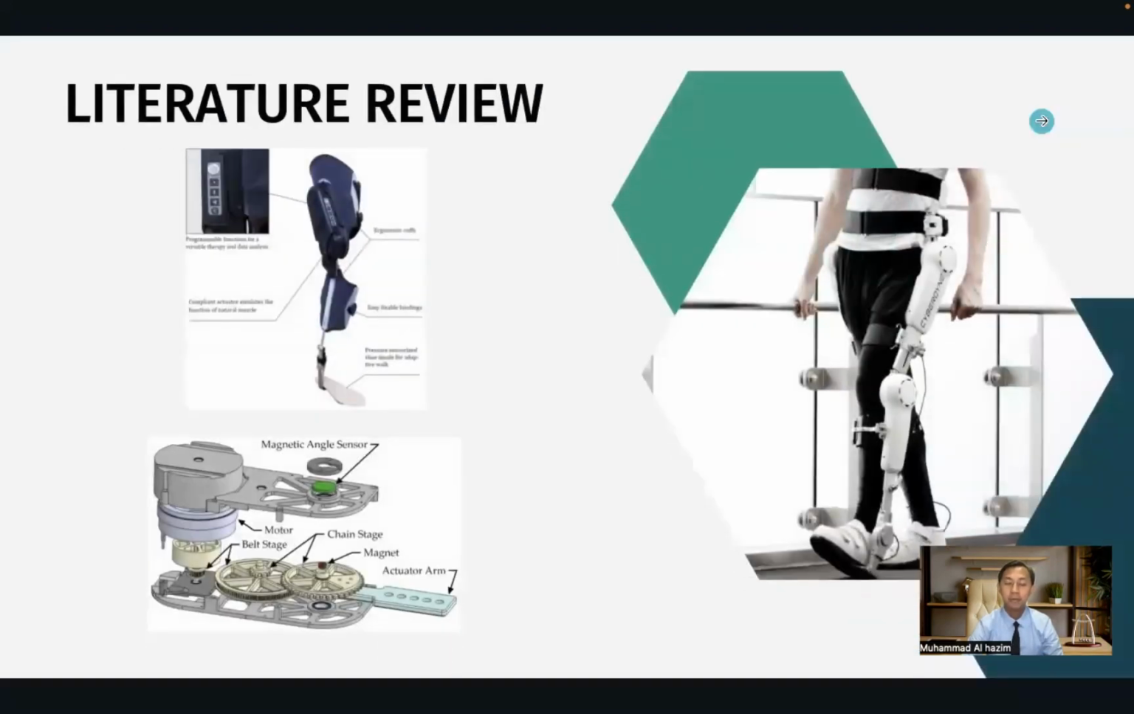Before I started my project, I reviewed some previous research. There are some products that have been made by other companies or people who have done the research. For example, the first one, this exoskeleton has a few limitations noted in that research, for example lack of stability and not being capable of heavy work.